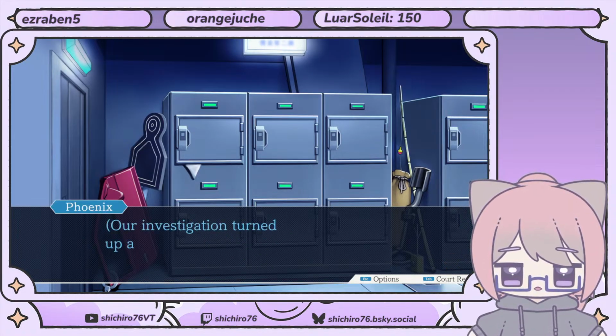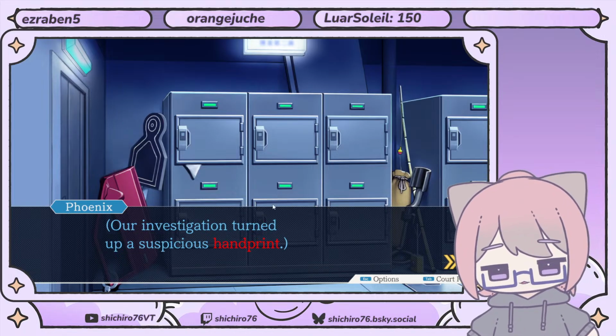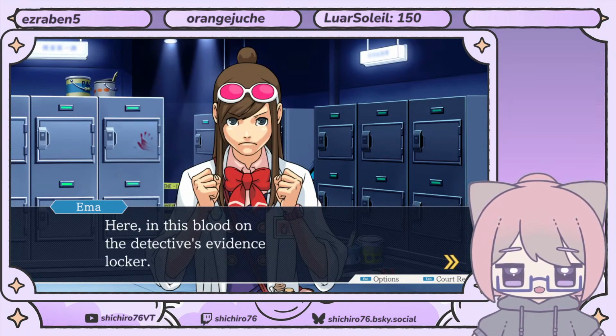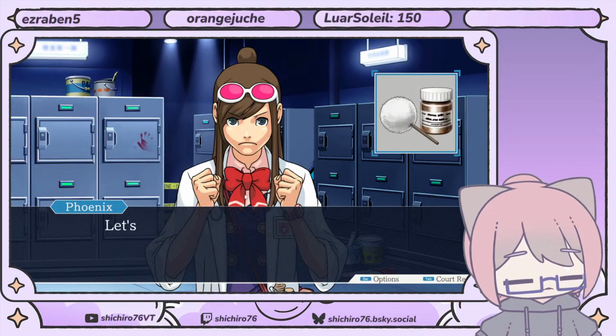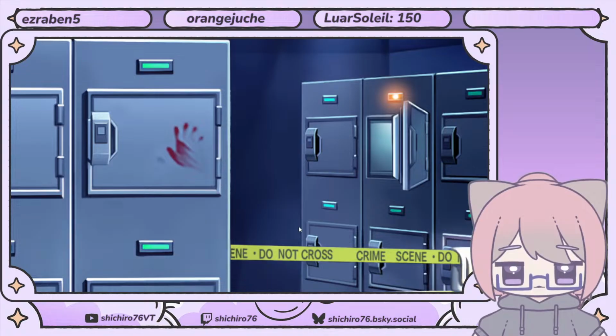Gumshoe. Our investigation turned up a suspicious handprint. Here, in this blood on the detective's evidence locker. Let's use the secret weapon we just borrowed.